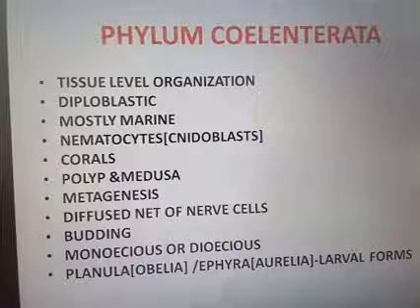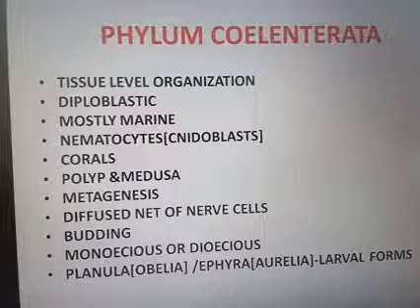Then the reproduction: asexual reproduction occurs by budding. That means in the case of polyp, the budding will happen. The sexual reproduction occurs by gametes. That means in case of medusa, the reproduction occurs by gametes. The sexual forms are monoecious or dioecious. Monoecious means both sexes are seen in the same organism. Dioecious means they are separate.